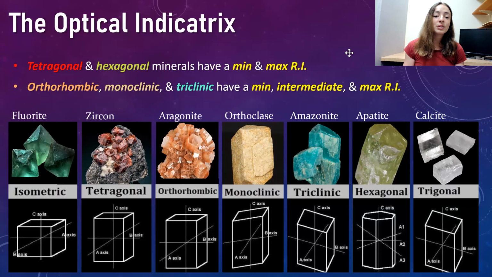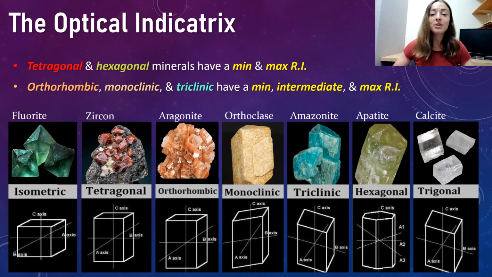But in this video, the only reason this matters is because the crystal system can affect how the mineral affects light that's passing through it in thin section. And so, for example, when you have tetragonal and hexagonal minerals under thin section, they will affect light in the way that they have a minimum and a maximum RI, whereas orthorhombic, monoclinic, and triclinic have a minimum, intermediate, and maximum RI. So 2 RI values versus 3 RI values.